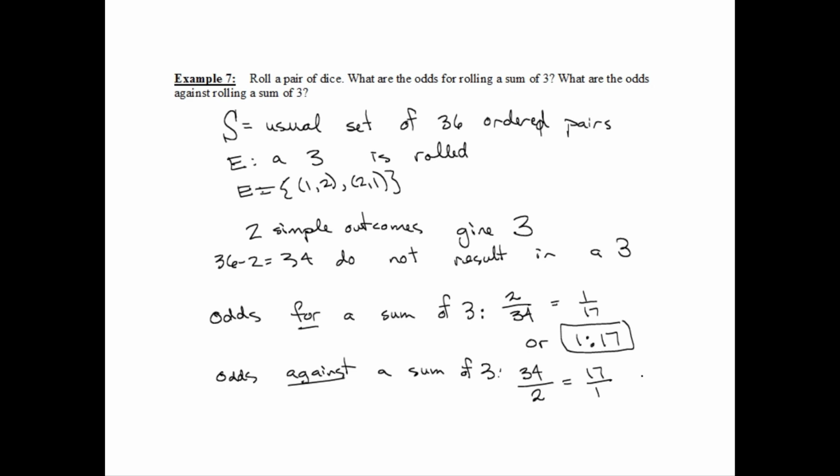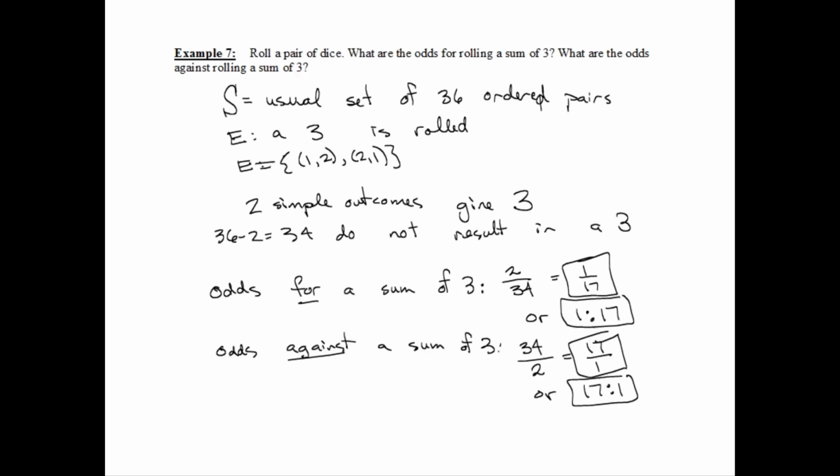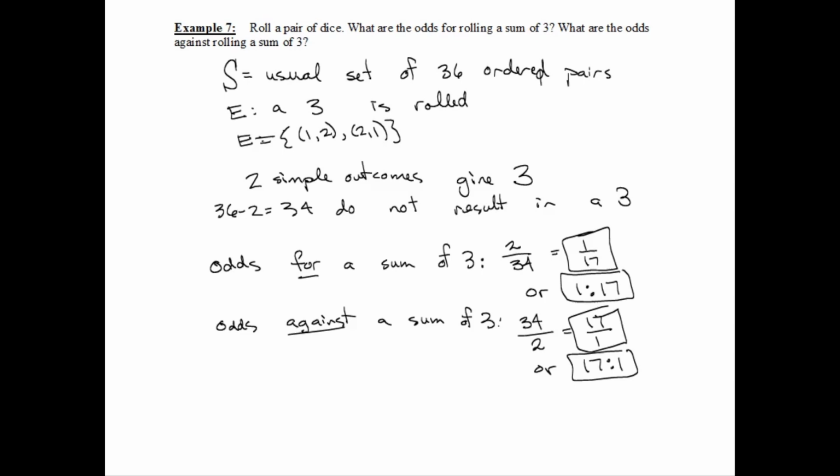Now I know 17 over 1 simplifies to 17, but when it's an odds, we want to write it as a ratio. So we'll write that as 17 to 1. Or it would also be okay to write it like this. But you want to write it as a simplified fraction, but not an integer, or else as a ratio of whole numbers.